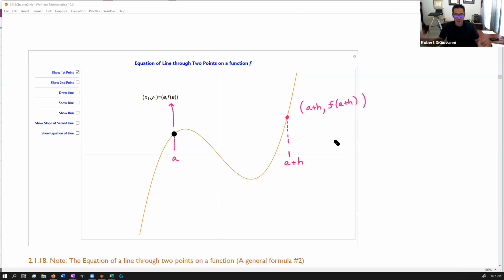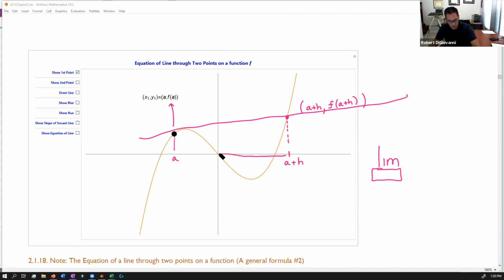Now, same idea. We draw a line through it, and then we want to slide that second point over. How can you slide the second point over? What will my limit have to do? What will this piece have to look like if I want to make this point move towards that point? h would approach 0. h will have to get smaller. Do y'all agree with that?